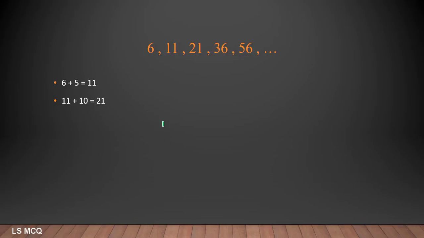From 6 to 11 we add 5. From 11 to 21 we add 10. From 21 to 36 we add 15. So I hope you are seeing the pattern here: 5, 10, 15. So the next number we add is 20. 36 plus 20 is 56. For the next number we add 25. So 56 plus 25 is 81.